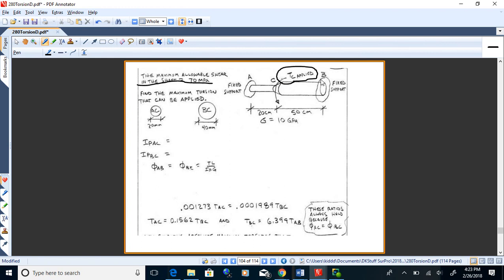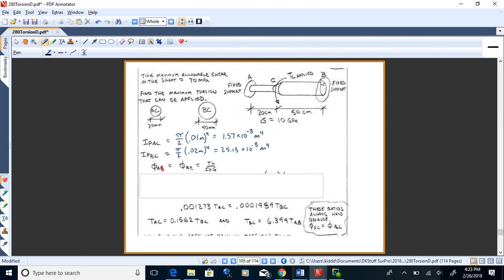So why don't we go through this one? I know whenever I do torsion here, I'm going to need the moment of inertia, and that's pi over 2 r to the 4. So I went ahead and calculated that. I got the two moments of inertia, 1.57 times 10 to the minus 8 and 25.13 times 10 to the minus 8, and the units on those are meters to the 4. So those are both moments of inertia.